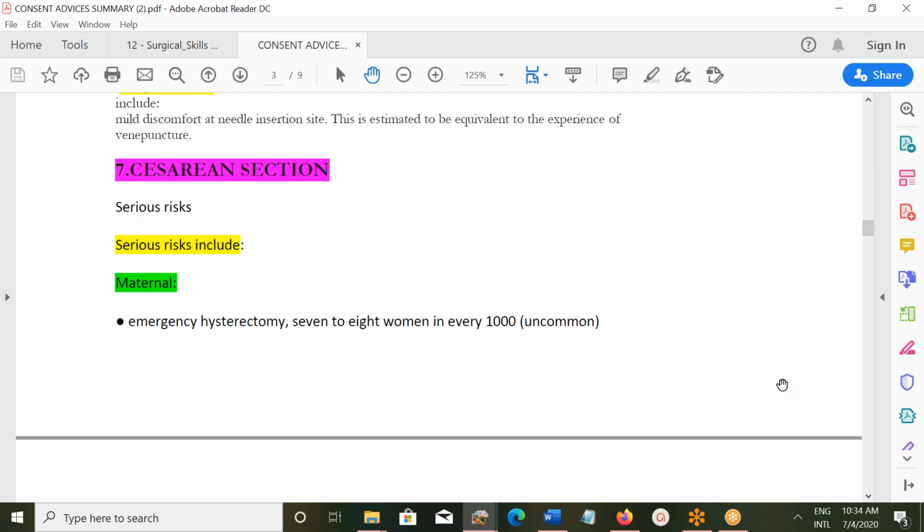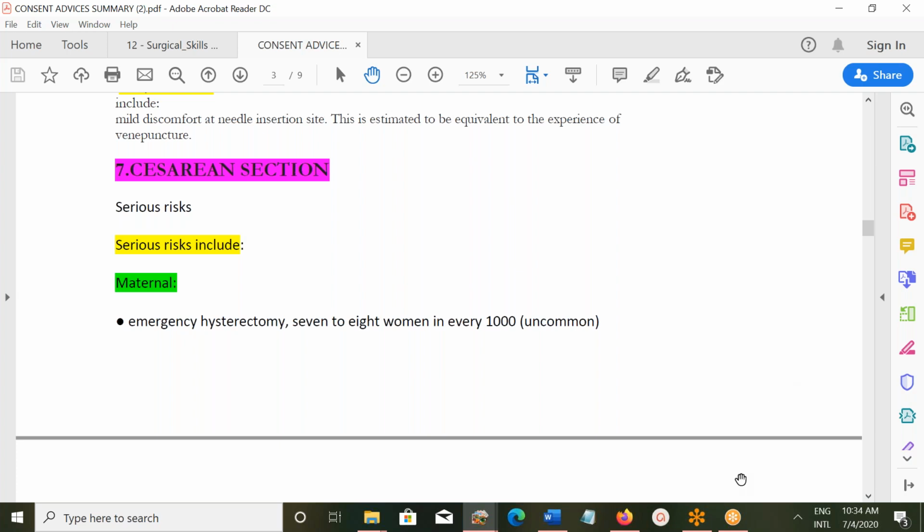Whenever you are talking about consents, like I've told you before, you don't need to remember each and everything. Just remember the 3 or 4 most common issues, and that's enough to answer the questions. So when we are doing cesarean section, like all surgical procedures, we will have serious risks and frequent risks, and the risks are going to be maternal and fetal.